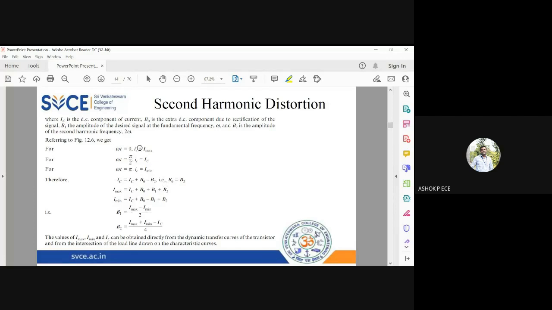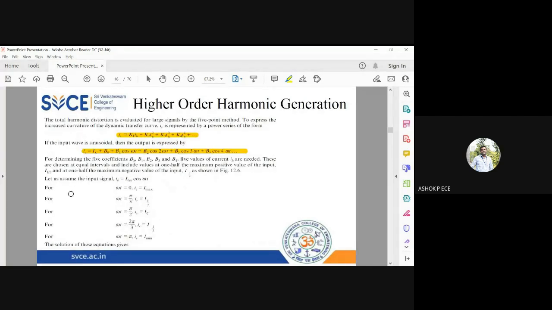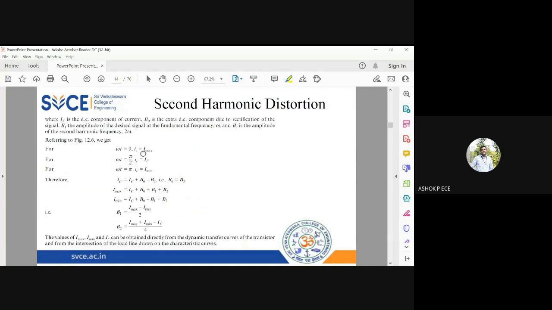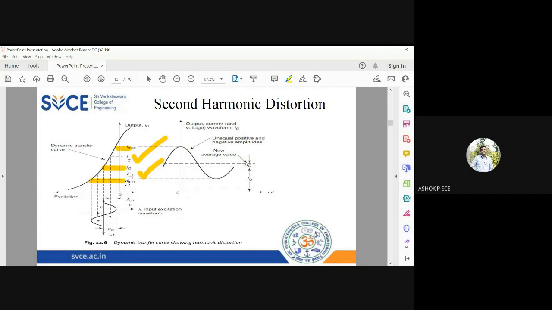So now I am substituting the values for omega t equal to 0. If I substitute omega t equal to 0, your current is maximum. When omega t equal to pi by 3, you get I half. Omega t equal to pi by 2, you get capital IC. Omega t equal to 2 pi by 3, you get I minus half. Omega t equal to pi, you get I minimum. That is why I am relating all these 5 values of current using the different angular position of the signal.